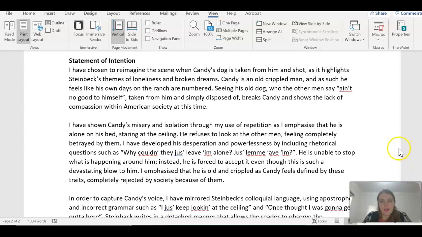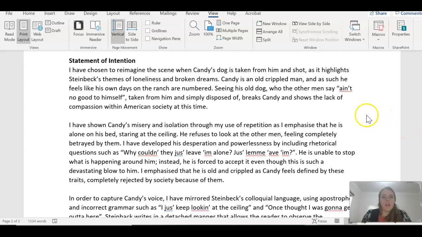So in the last video, I stepped you through the components that need to go into a statement of intention and explained what it was. Now I'm going to walk you through a sample that I have written in response to the Candy's dog example that I wrote for you.